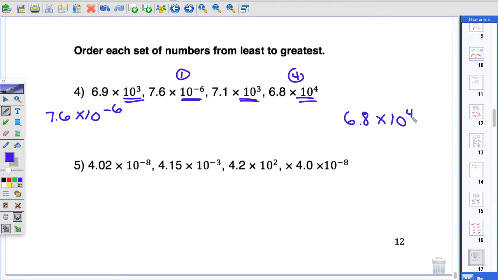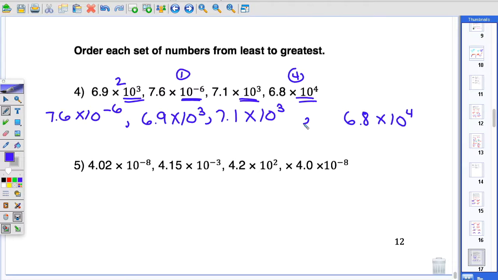Now we're going to compare our 2 numbers that have the same exponent. So we have 6.9 and we have 7.1. Since 6 is smaller than 7, that goes second. And then the 7.1 times 10 to the third power.